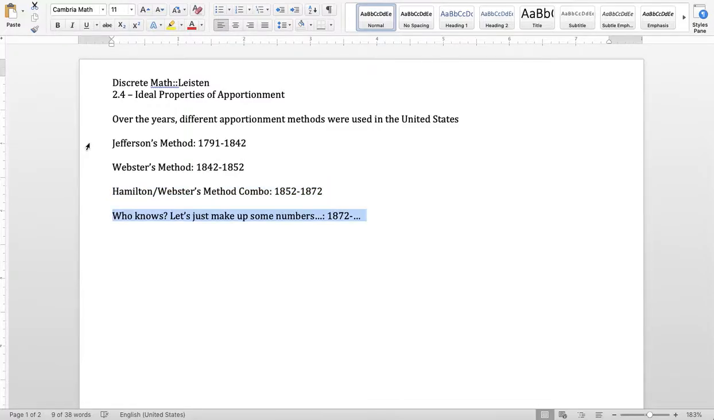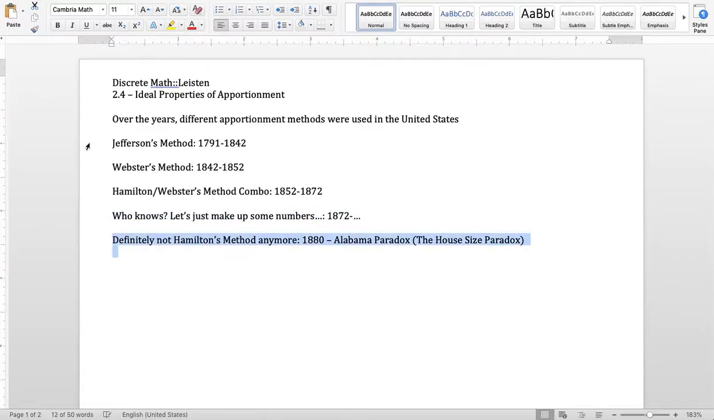After that, 1872, that led into the election of Rutherford B. Hayes versus Samuel Tilden. They kind of just said, here, we're going to make it work. We'll do whatever we want to do. They made up some numbers. Kind of Hamilton's method, kind of switched it up.